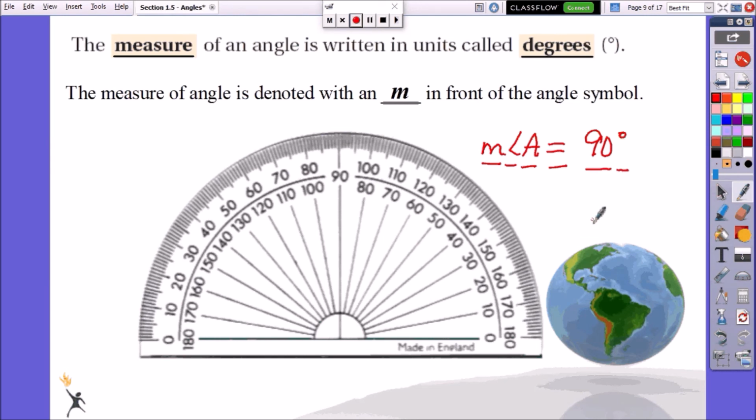Over the years, I've had students think that that's a variable that they have to solve for. And again, measure just means you're going to be talking about a specific value. Now, if you leave out that m, to me, it's not the end of the world. If you just said angle A equals 90, I'm okay with that. But technically, you should put an m in front of there. You're not going to see me really do that a whole lot, so don't worry about it. I just do that because in the book, they put the m in there.